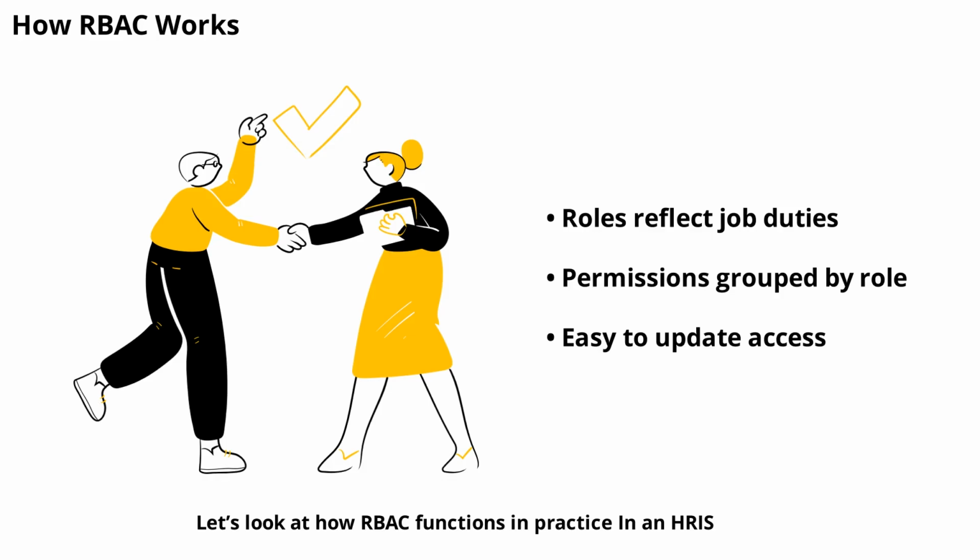In an HRIS, roles are defined based on job responsibilities. For example, an HR manager might have access to all employee records, while a payroll specialist can only view payroll data. Each role comes with a set of permissions, and users are assigned roles according to their duties. This structure makes it easy to manage access as employees join, leave, or change positions within the company.